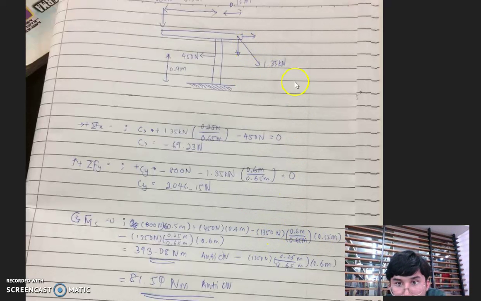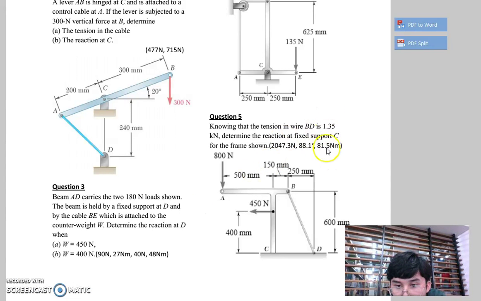So this is 0.5, and this one is for the y component from the tension. So as we calculated, we get 81.54 newton meter, and the direction is anticlockwise. So let's say the answer, we get 81.5. Okay, thank you.